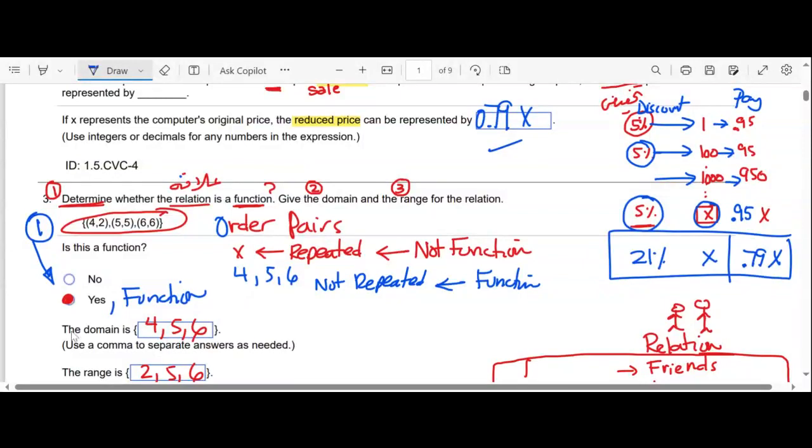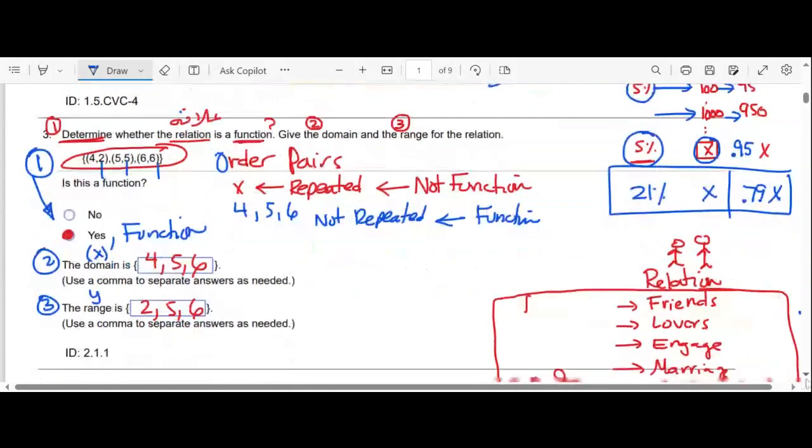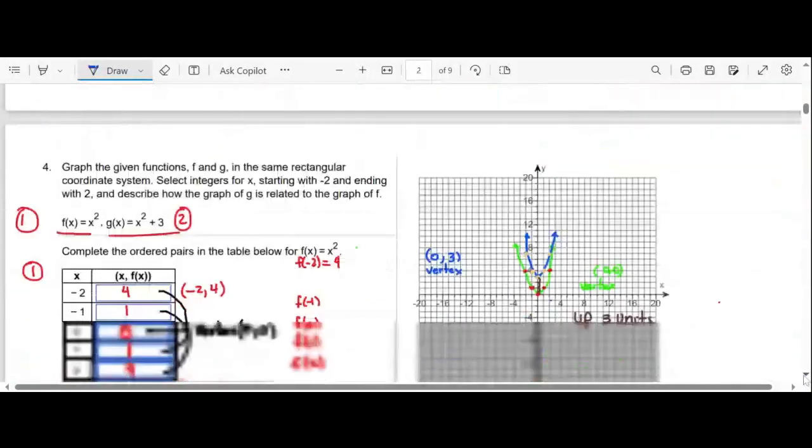We said yes. Number 2, what is the domain? The domain is all the x values. What are the x values? 4, 5, 6. The range is what? The range is y. How much? 2, 5, 6. Where do you get it from here? Okay, let's go for the next one.